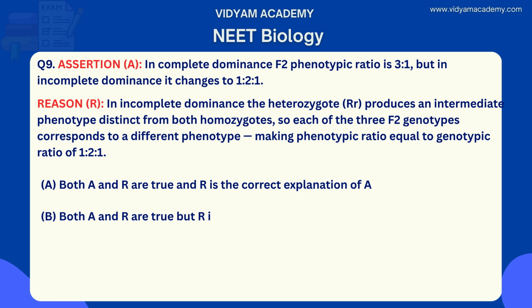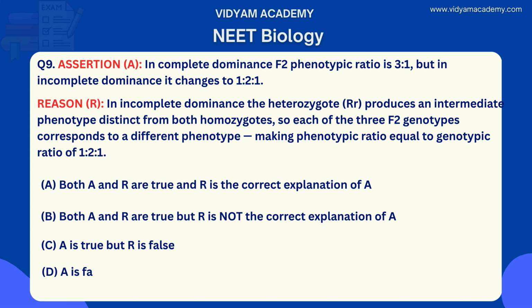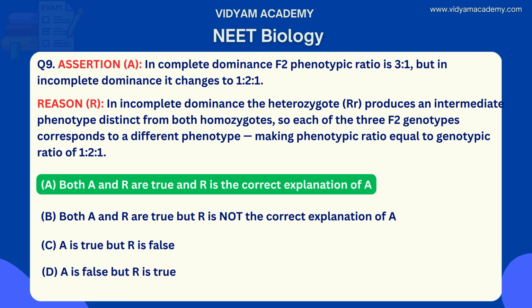Options are: A. Both A and R are true and R is the correct explanation of A. B. Both A and R are true but R is not the correct explanation of A. Option C. A is true but R is false. And D. A is false but R is true. What is the right answer for this question? The right answer is option A.